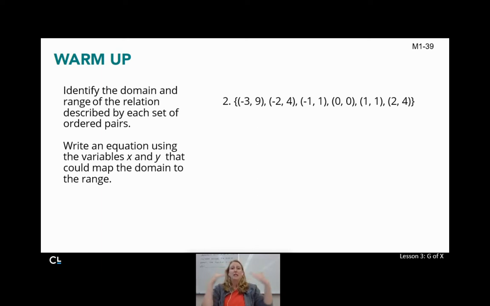How do you get from your domain to your range? So list off your domain, list off your range, and then give me an equation that shows me what's going on. Go ahead and hit pause to work this out and then hit play when you're ready to check your work.